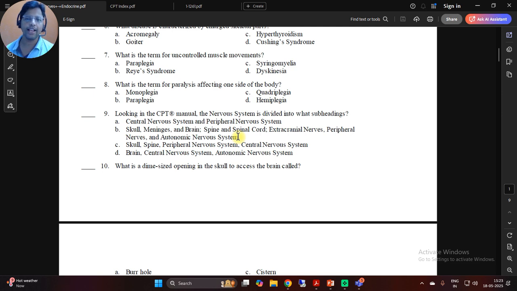As all of us know, the nervous system starts from the skull, correct? So that's why they have started the subsections from skull, meninges and brain. Next, spine and spinal cord. Next, extracranial nerves, peripheral nerves and autonomic nervous system. So here for ninth one, B is the correct answer, not A.